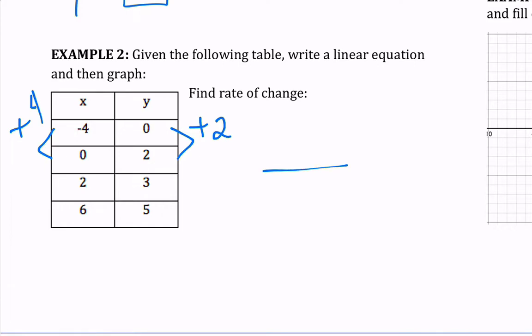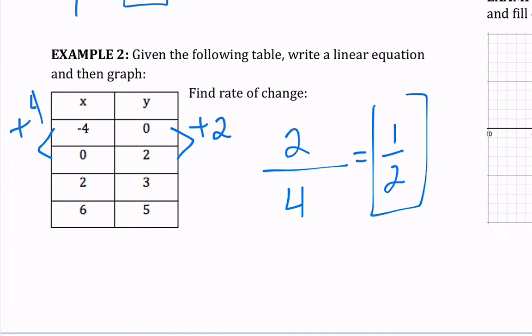Okay, so we put our fraction. We know y's rise, so this one goes on top, a positive 2. My x's go on bottom, a positive 4. And we simplify. 2 over 4 simplifies to 1/2. This is my rate of change. This is the m value.